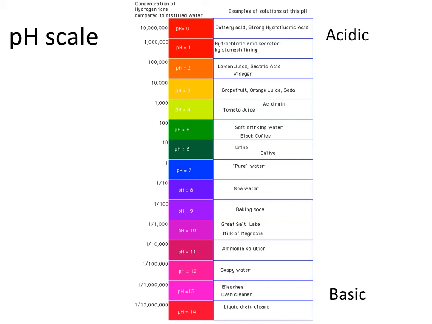So right now, you're going to look at the pH on your handout of each of those substances and determine whether they are acidic, neutral, or basic. And then you're going to answer the other question about how much more acidic is apple juice than black coffee.